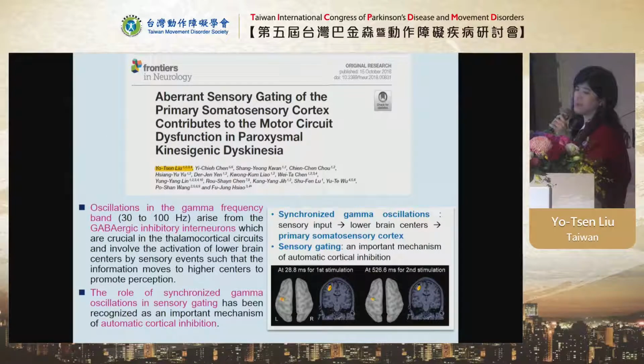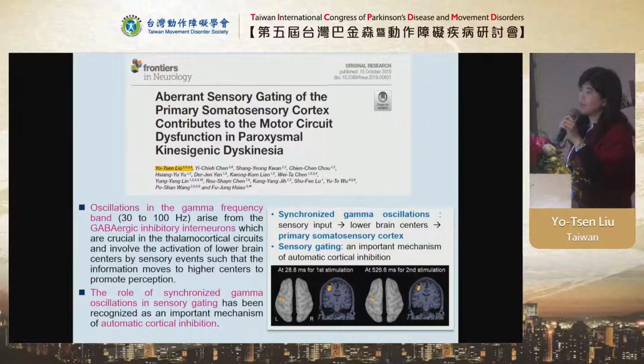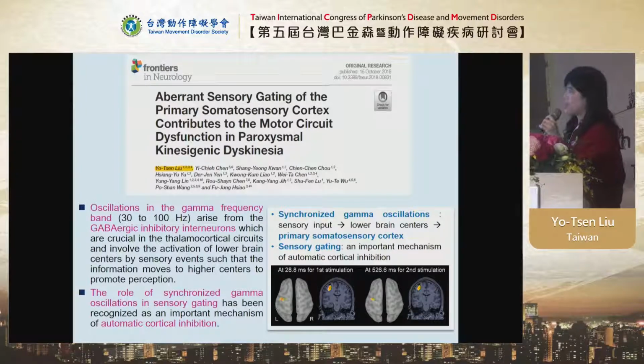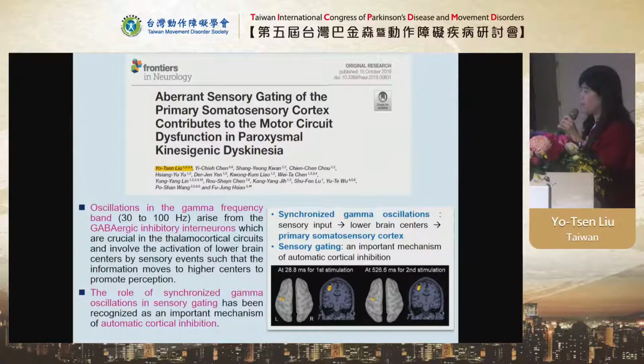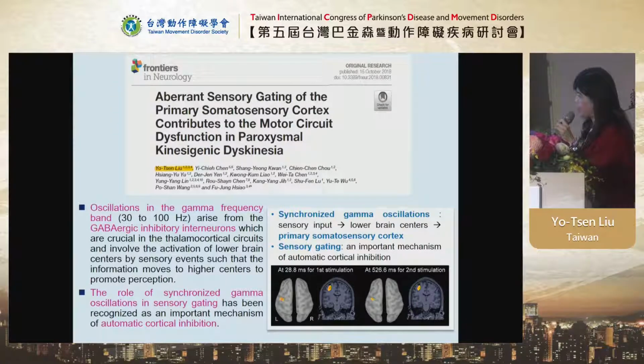So we found that the abnormal sensory gating is mainly expressed by the gamma oscillation. The gamma oscillation actually arises from the GABAergic inhibiting neurons. It's very critical in the thalamocortical circuits. They receive the sensory input and activate the lower brain center, then relay to the primary somatosensory cortex. By MRI with MEG, we can document that the sensory physiology signal is located in the primary somatosensory cortex.